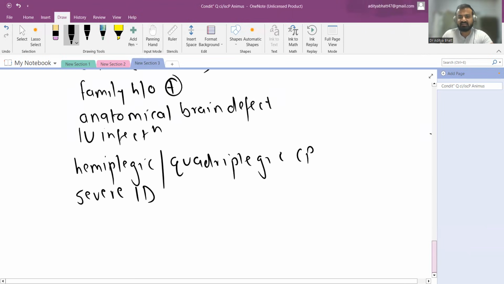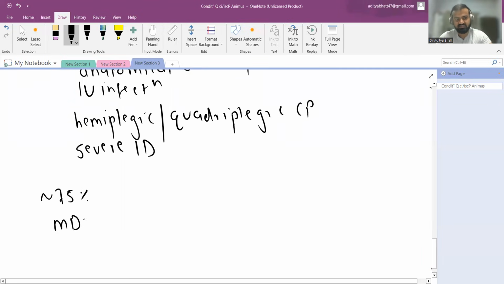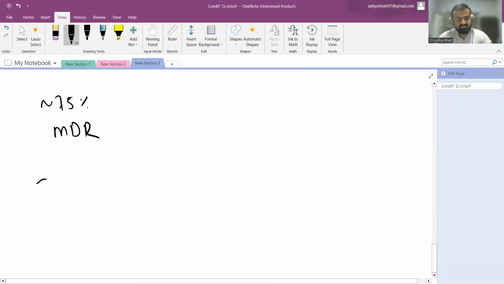Now you have to understand that 75% of the patients with this epileptic disorder present in the first year of life. 75% of the people present in the first year of life, and these are usually multi-drug resistant epilepsy. We require multiple drugs to challenge and to treat these patients. Now, what are the seizure mimics?